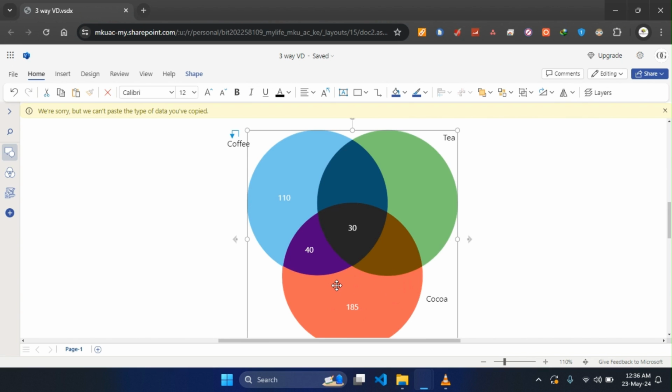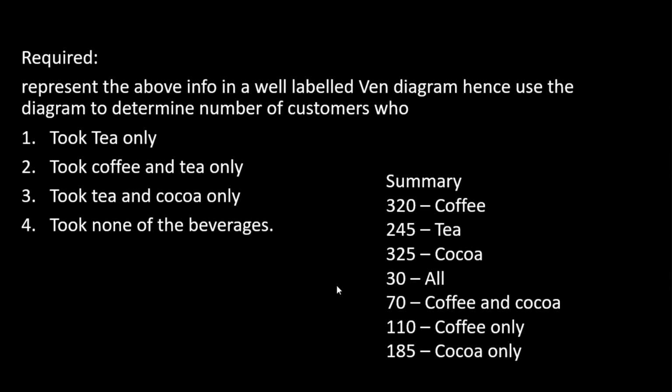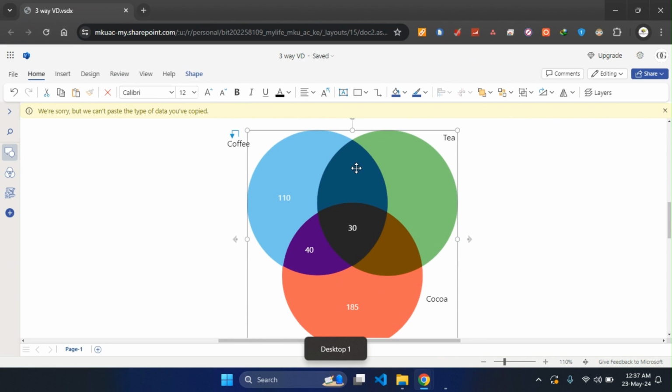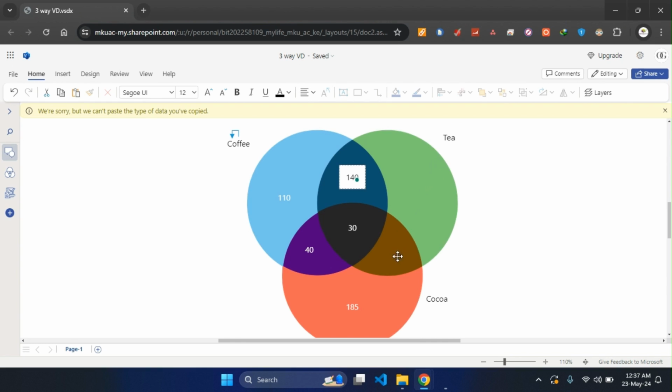And then the next, if we want to figure out tea, that was the basis of our question, and we're getting closer. Now, those who took coffee and tea only, we've already figured out that should be 140. So if you have a question, I think you can ask in the comments.